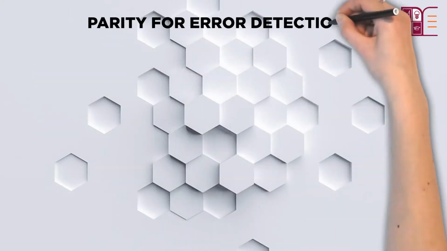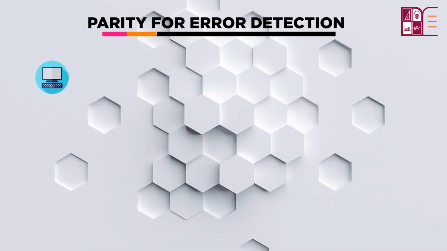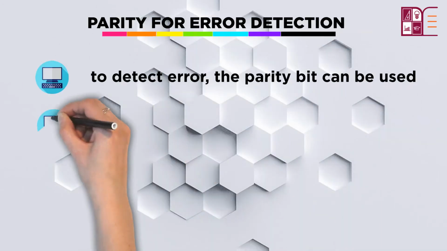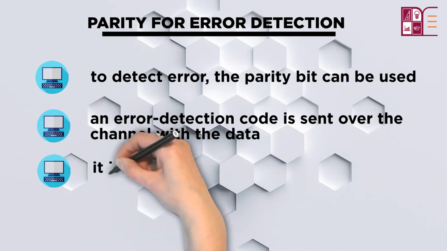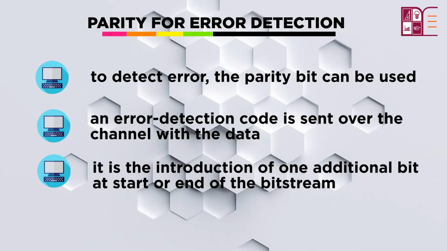How parity bits are used for error detection. Data transfer also encounters noise and impairments that alter the digital signal. For example, data sent 1001 can be received as 1101. To detect this type of error, the parity bit can be used. Parity bit system can be even or odd, and it is the introduction of one additional bit at the start or end of the bit stream transmitted.